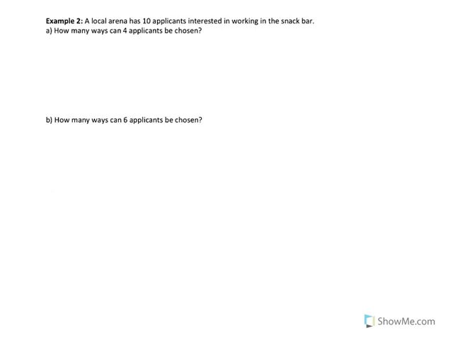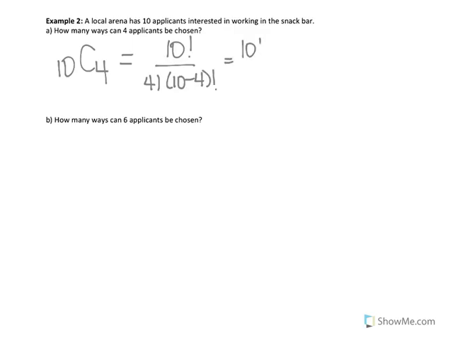Okay, a local arena has 10 applicants interested in working in the snack bar. How many ways can 4 applicants be chosen? So we have 10, and we're choosing 4 of them. So it'd be 10 factorial over 4 factorial, 10 minus 4 factorial. This one we could simplify. So we have 10 factorial over 4 factorial, 6 factorial. I'd want to rewrite the top all the way down to 6 factorial, and then I have 4 times 3 times 2 times 1.